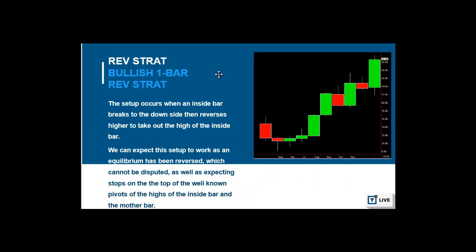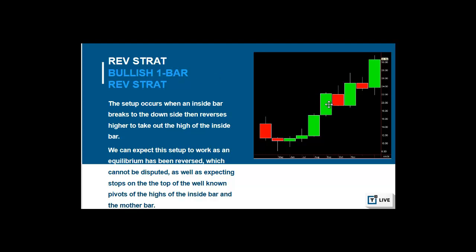The bullish 1-bar rev strat. Setup occurs when the inside bar breaks to the downside, here, then reverses higher to take out the inside bar in 1 bar, as opposed to the 2-bar setup. This 1 bar attempts the downside, rips to the upside. We can expect this setup to work as equilibrium has been reversed, which cannot be disputed, as well as expecting stops on the top of well-known pivots of the highs of the inside bar and the mother bar.